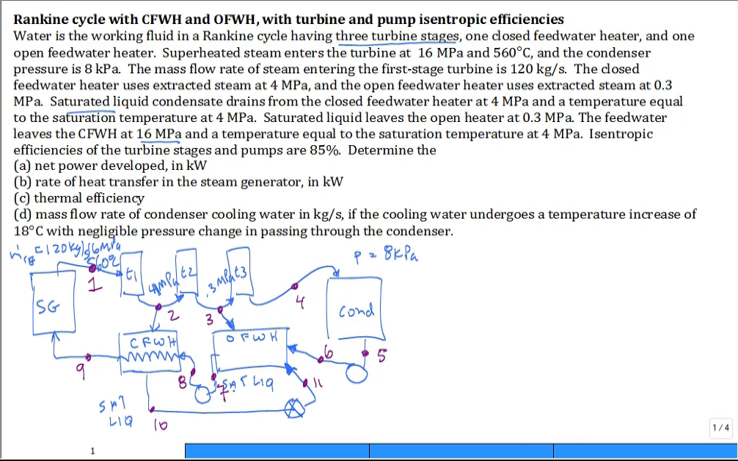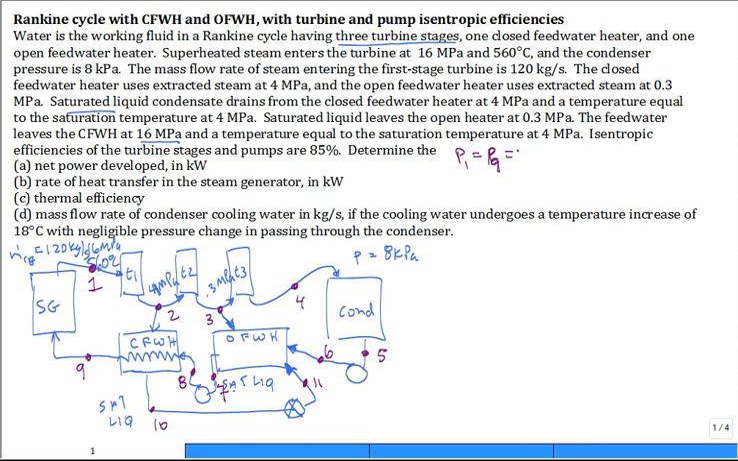So the pressure at 1, let me kind of draw it right up here. P1 is equal to P9 is equal to any other pressures that are the high pressure of 16 megapascal.